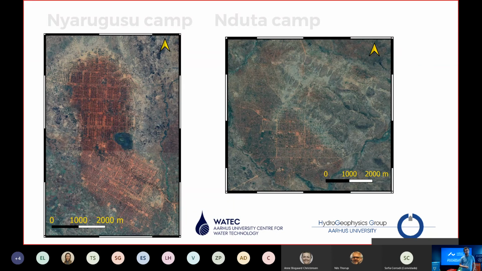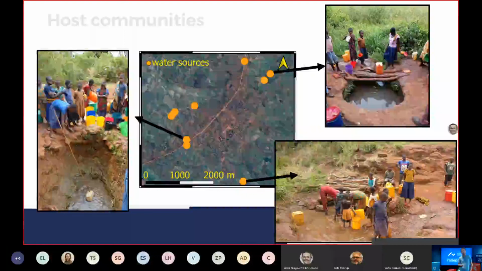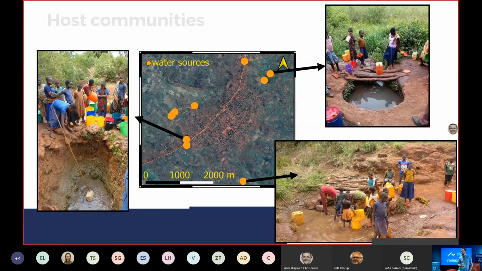And if we click to the next slide, but it's not always the case that these communities have quite developed water infrastructure in place, in particular the local host communities in the Tanzanian villages. In certain cases, the towns are fortunate to have some kind of infrastructure in place.